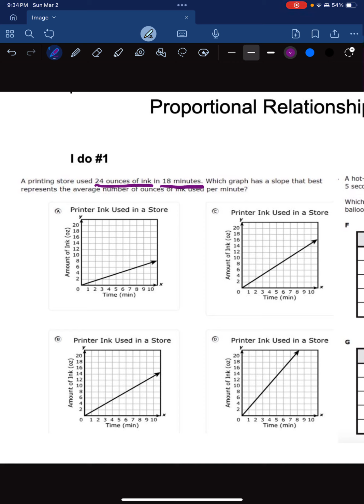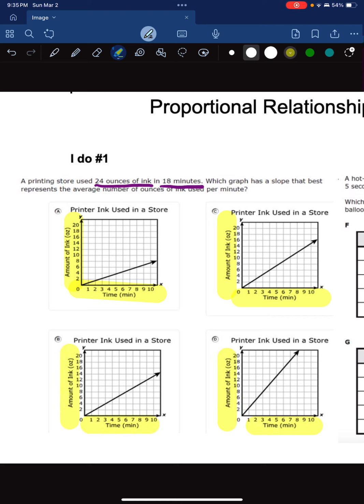Okay, so the first thing I want to do here is notice that I have two variables. I have ounces of ink and 18 minutes. I have to determine which one of those represents X and which one of those represents Y. In this case, it's really easy because time is always X. But if it was not that easy, you can always just look at your X and Y axis here, and it's going to tell you which one is which.